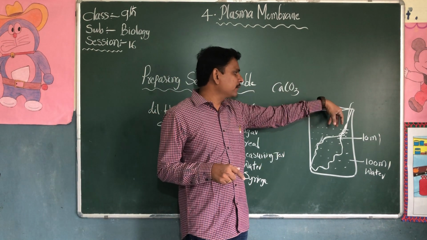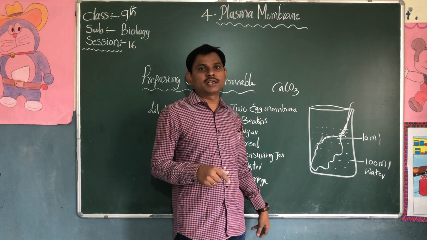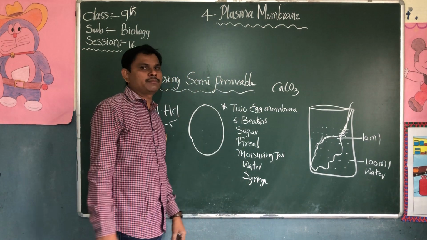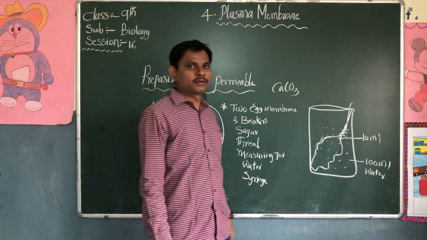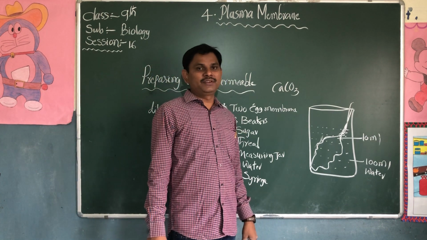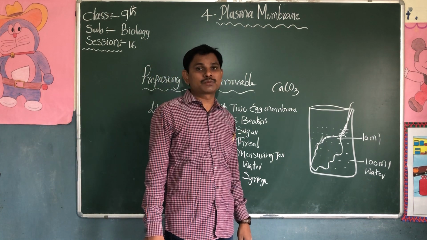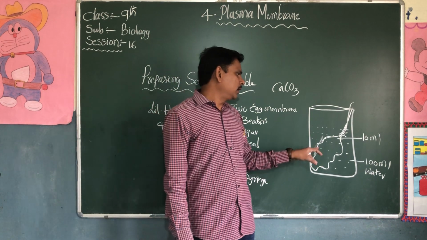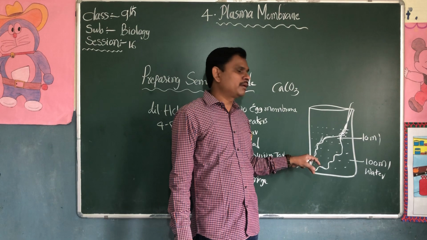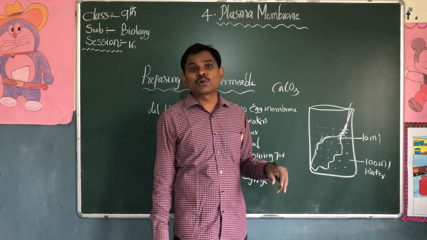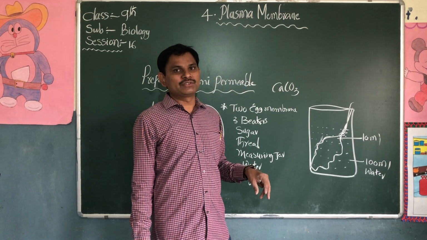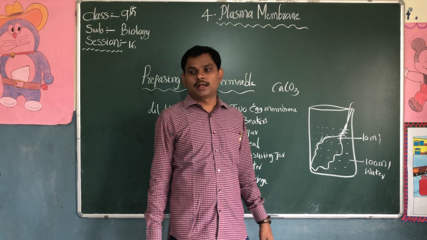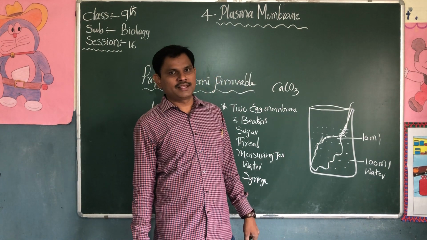Keep it slowly in the beaker containing 100 ml of tap water. Then start observing this experiment for a few hours. What happens? We already discussed what is osmosis. In the semi-permeable membrane, the egg cell membrane, there is a saturated solution. But in the beaker, there is 100 ml of tap water.